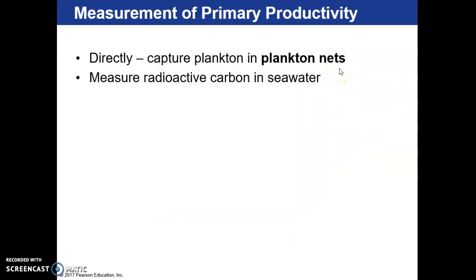So we measure productivity in the ocean. It's something that we keep a really close eye on because it tells us what life is like in the ocean, because again, every base of every food web is a photosynthetic organism or two or three. And so measuring our productivity tells us what life is going to be able to be supported in the ocean. So we can directly measure it using plankton nets. And then we can also measure radioactive carbon in seawater. Again, since carbon is being exhaled, so to speak, into the water, we can measure that carbon to see how much of that is happening.